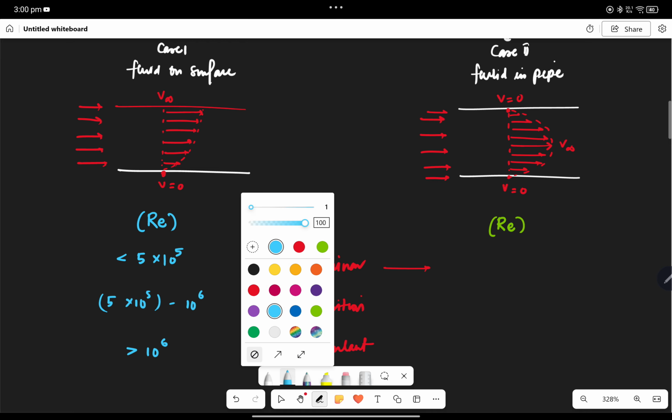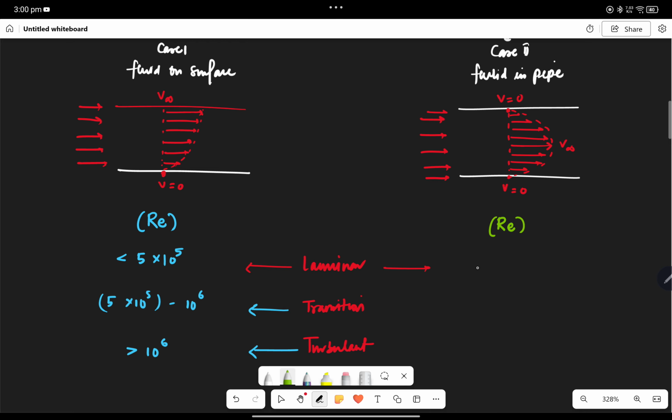Easy. And for this other Reynolds number, the laminar region we are going to get for values less than 2100, right? For a transitional state, the value must be between 2100 and 4000, and for the turbulent region the value must be greater than 4000. So these are the different regions and values that we are going to get for two different Reynolds numbers, right?